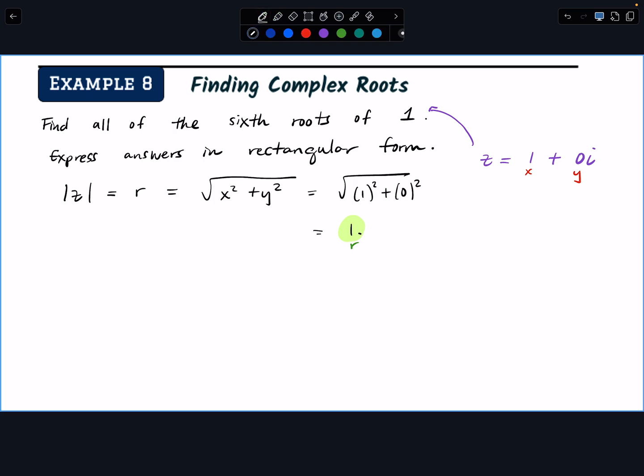To find theta, theta is equal to tangent inverse of y over x. What's y? 0. What's x? 1. 0 divided by 1? 0. Tangent inverse of 0, don't use your calculator. What's tangent inverse of 0? Did you use your calculator? No. What'd you get? 0. It's 0. So that's weird. How's that going to help us? This actually makes our problem easier.